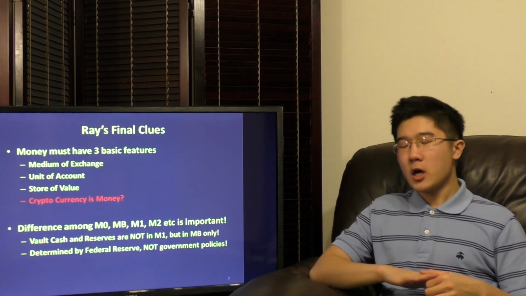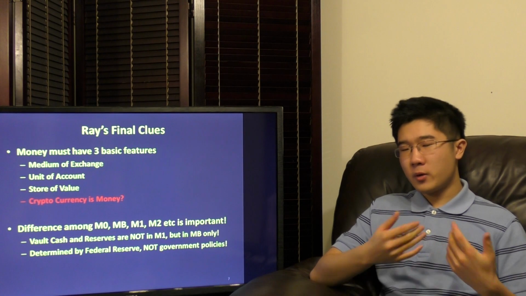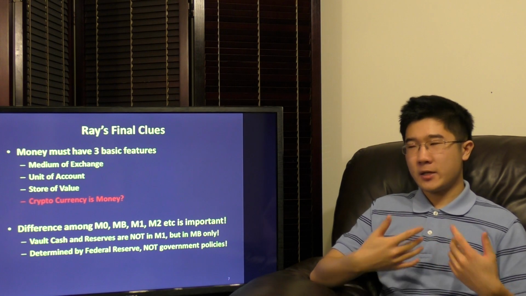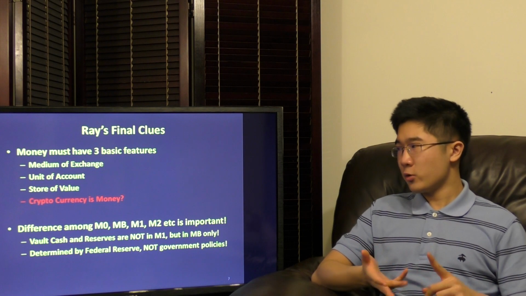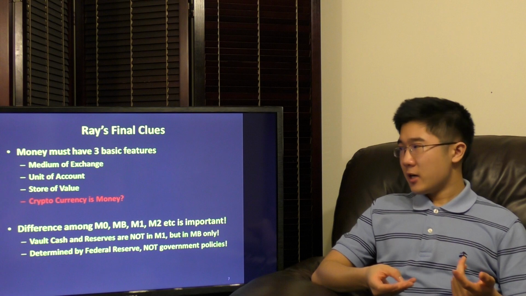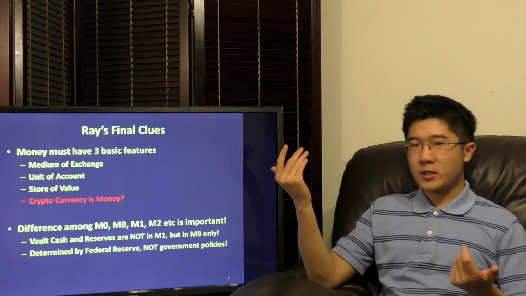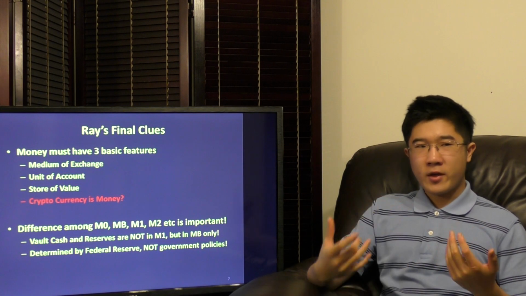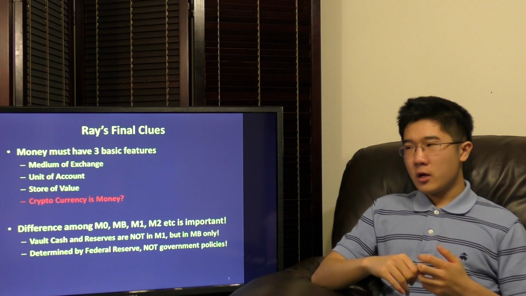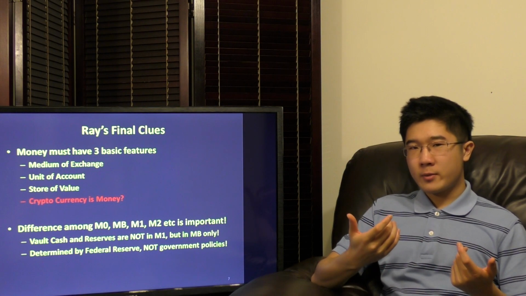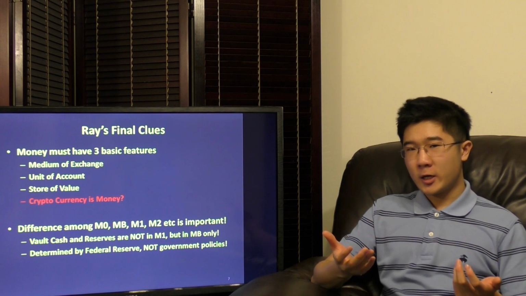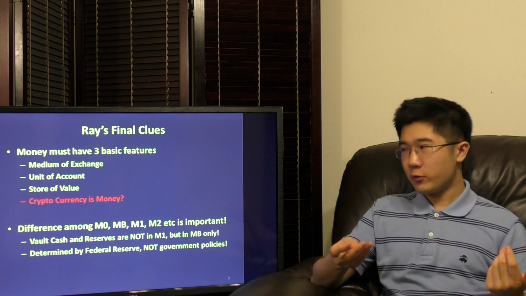So for our final clues, in the part one video, we talked about how money has 3 basic features that make up its definition: a medium of exchange, a unit of account, and a store of value. This brings into question what exactly is money. Is cryptocurrency money? That's a big debate right now, because with the expansion of the internet, it is a significant part of our economy. It goes to show that in the future the definition of money may need to be revised, or interpreted differently. Well, that's a question for the future.